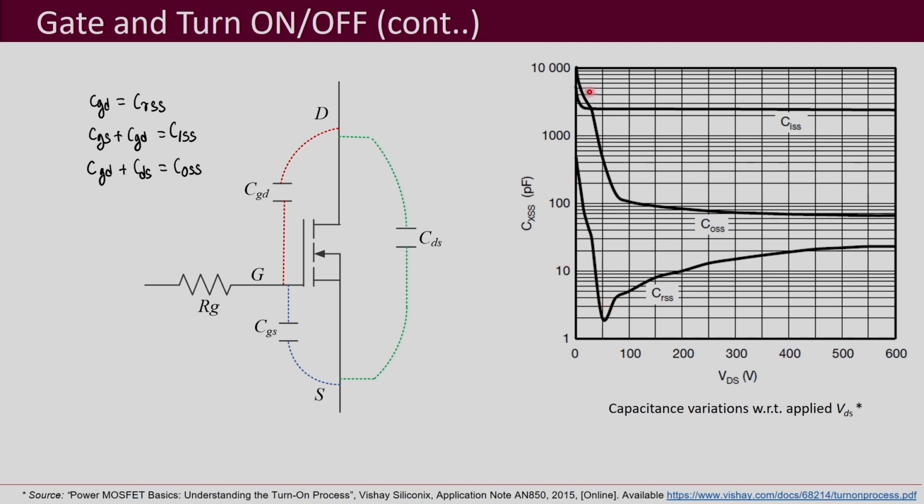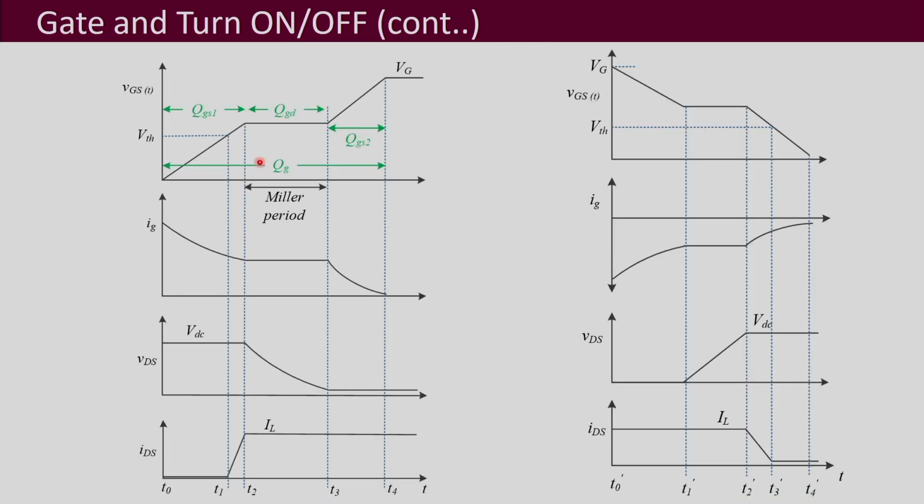You can see here that the input capacitance does not vary much as the drain to source voltage changes, but the output capacitance varies to some extent initially as the drain to source voltage changes, and the CRSS changes a lot with the change in drain to source voltage. Now, as we have seen before in the last module, these three capacitances play a very important role in the turn on and turn off process of the MOSFET.